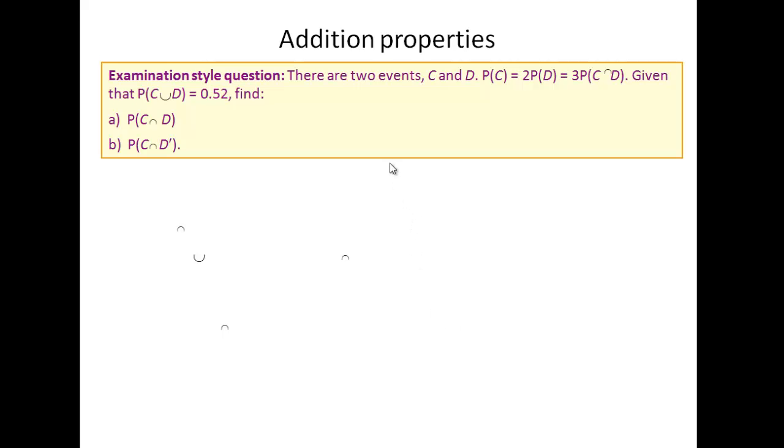Okay, time for you to have a go. See how you get on with this. We've got 2 events, C and D. The probability of C equals double the probability of D, which equals 3 times the probability of C and D. Given that the probability of C or D equals 0.52, find the probability of C and D, and find the probability of C and not D. Pause the video and have a go.